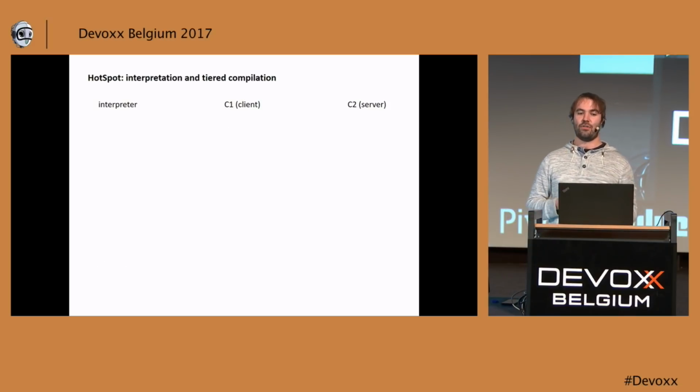Right. So HotSpot has a system which is called tiered compilation. Any Java program starts out in an interpreted stage. And then based on this interpreted stage, programs can evolve to be compiled by two different compilers.